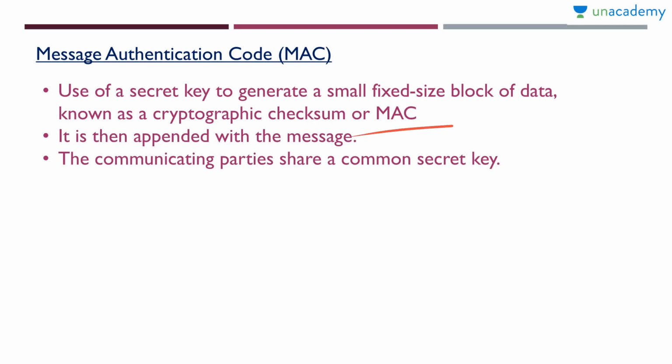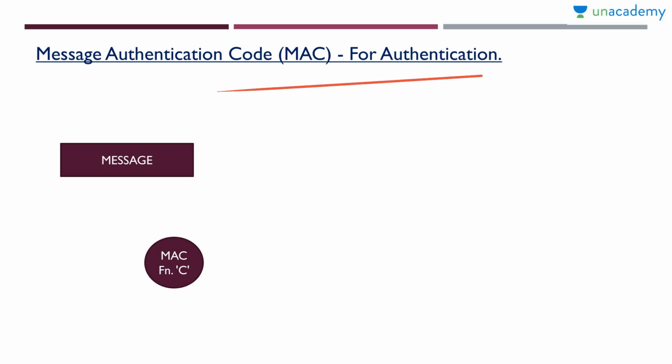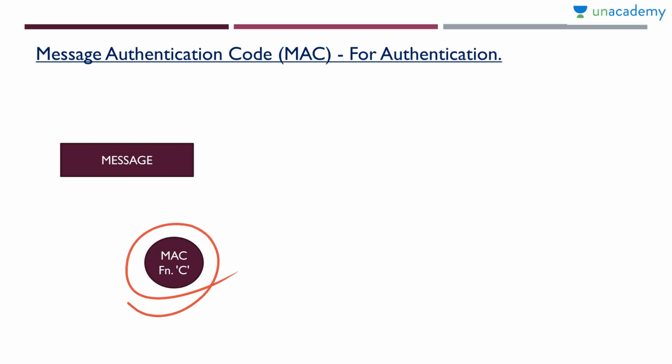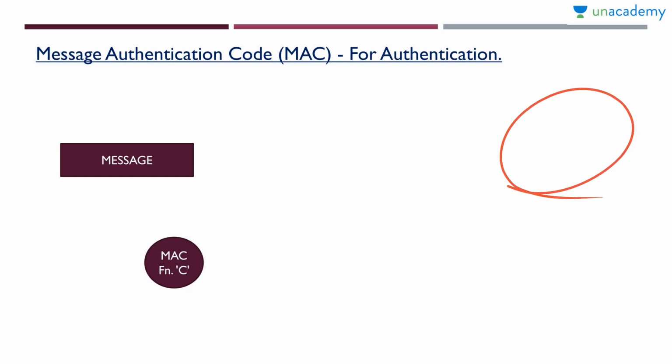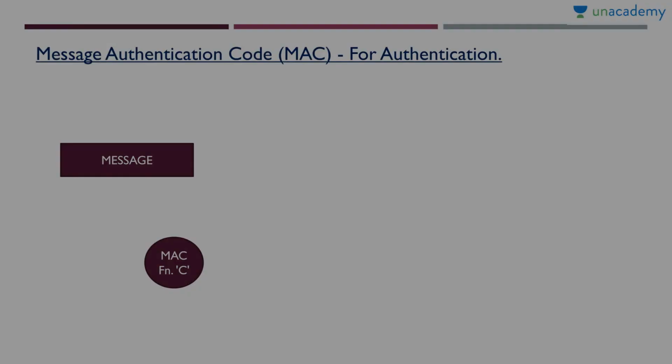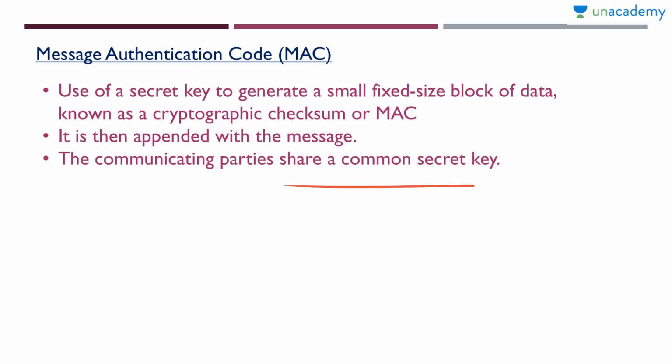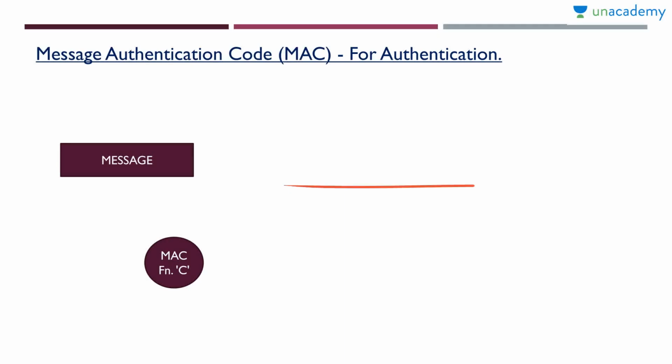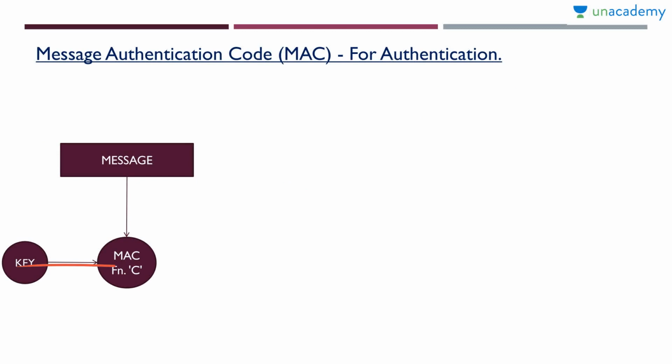So this is how it works. First we will have a message, and there will be a MAC function with the sender as well as the receiver. We have our MAC function C, and we have our message. Now we'll take this message and we'll take the key. We learned that there will be a shared common secret key, so that key will be used. This key and message are input to the MAC function C, and then there will be an output.